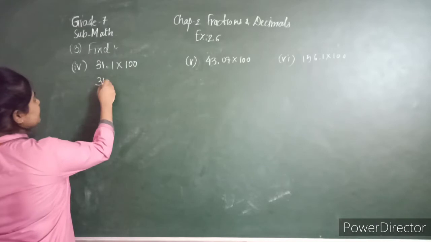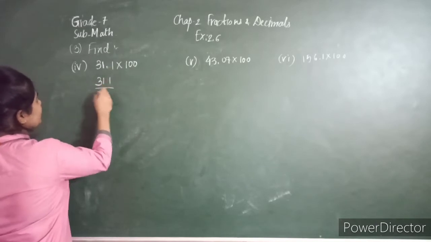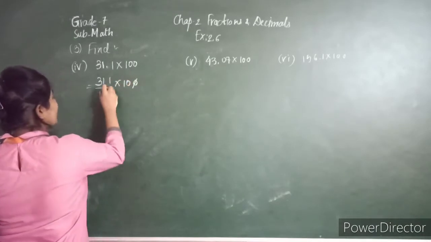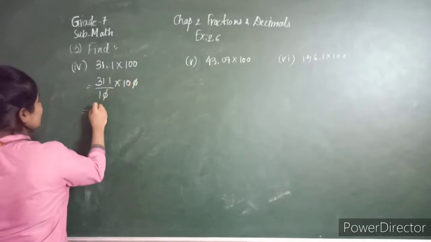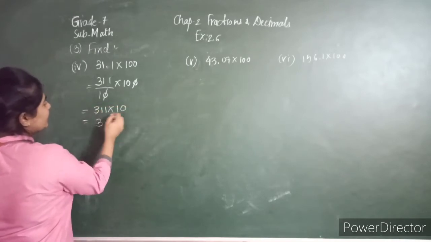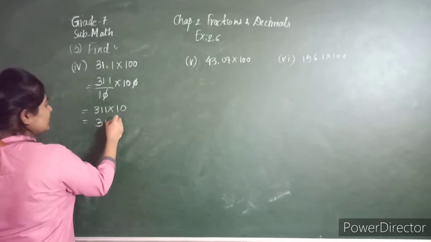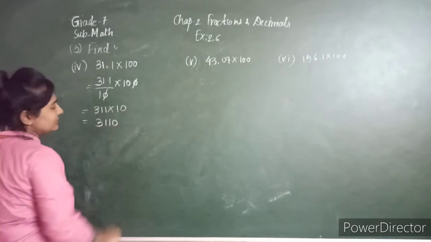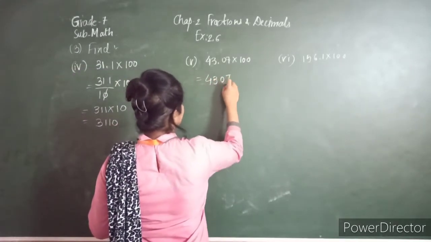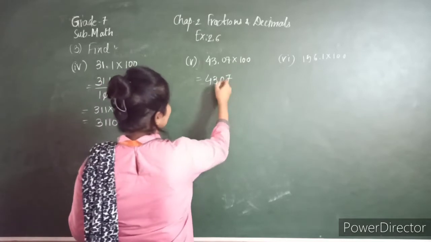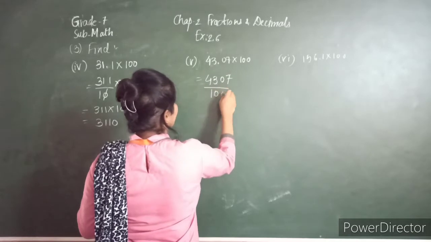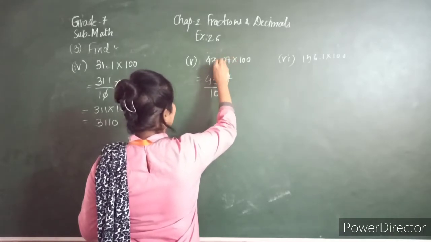Now fourth question, 31.1 into 100. Here the point is before one number, so if we remove this point, we write 10 in the denominator and here 100. If we cut this 0 and 0, here 311 into 10. If we multiply this with 10, it is 3110. Now for here, 4307. If we remove this point, the number is 4307 upon 100, because the point is before two numbers.